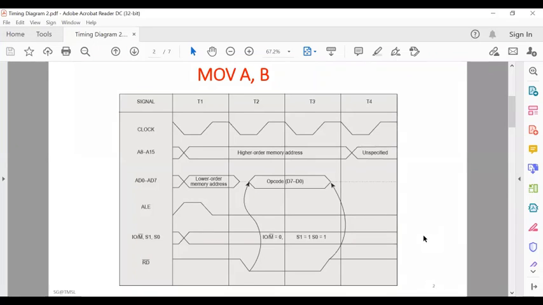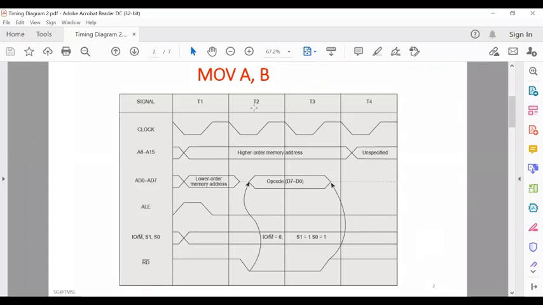Okay, so first one is the timing diagram for the move instruction, MOV A comma B. Now all of you know that any move instruction, whether it is move A comma B or A comma C or A comma D, or all the possible combinations of using the 7 programmable registers, in case of any move instruction, if it is related to register operation, then it's a 1 byte instruction.